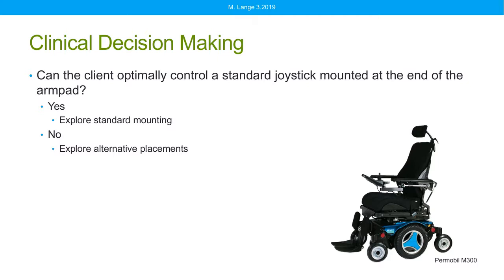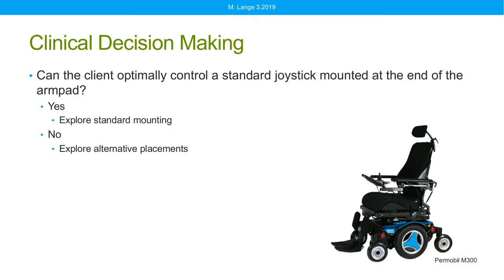We next have to look at if the client can optimally control a standard joystick that's mounted at the end of the arm pad. Now, typically, a joystick is mounted to the end of the arm pad, usually on the right side. It's because most of us are right-handed, and by placing the joystick there, it gets it out of the way for transfers.